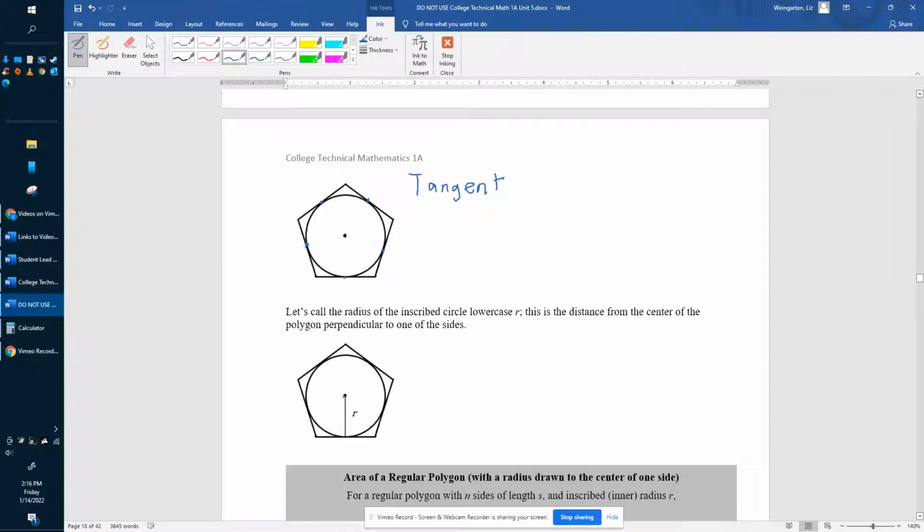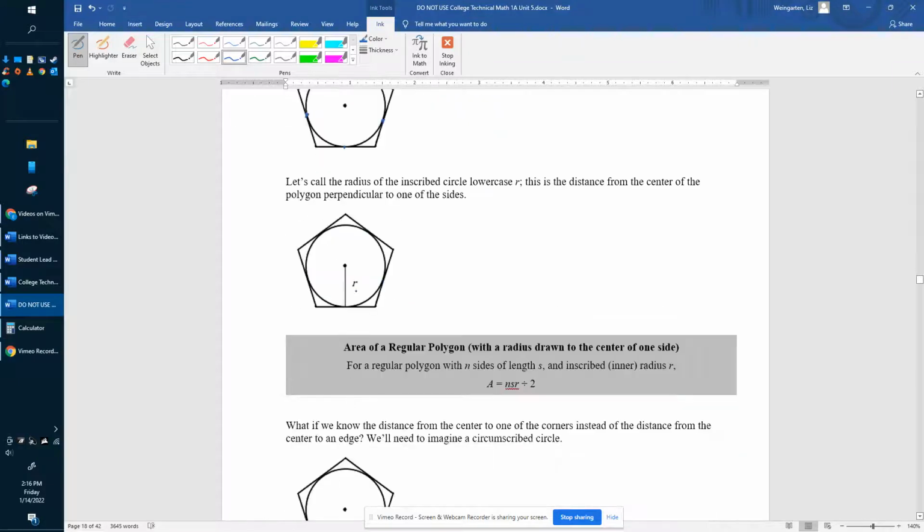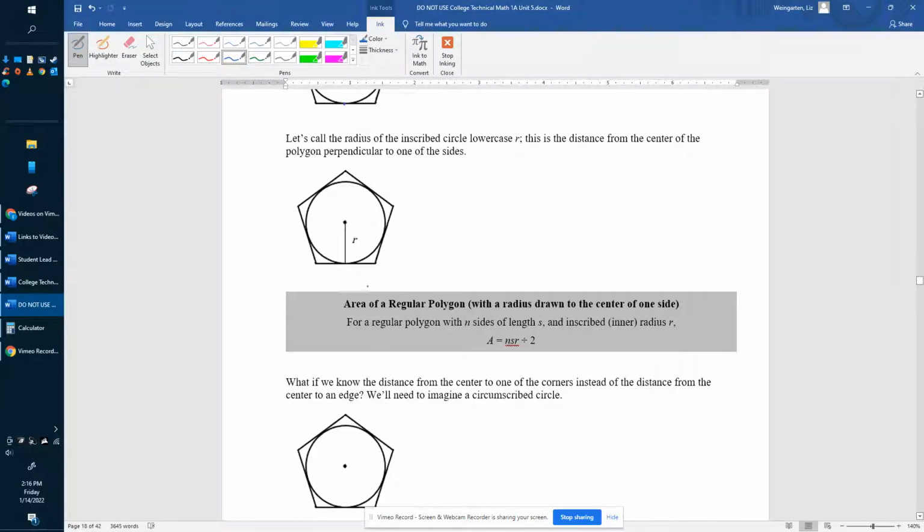So let's take the radius of the circle and have it touch one of the points where the polygon is tangent to the circle. That's going to be our little r. So we can use this to find the area of any regular pentagon. For a regular polygon, not just pentagons, any polygon. A regular polygon with n sides of length s, an inscribed inner radius r: r is the radius, s is the side length, n is the number of sides. We can use the formula a equals n times s times r divided by 2.